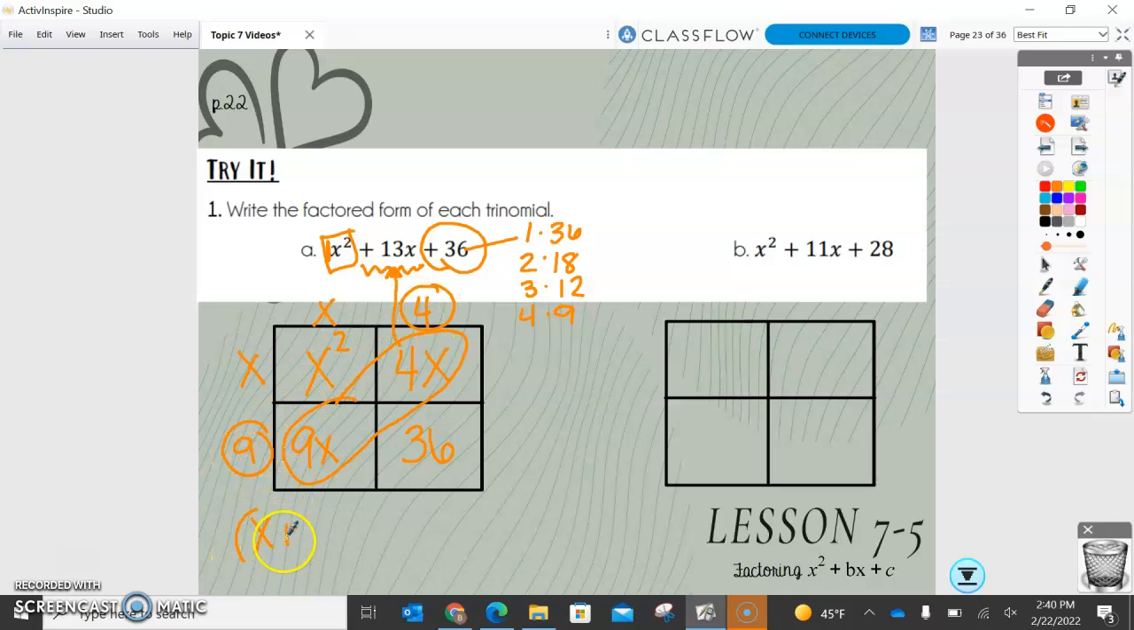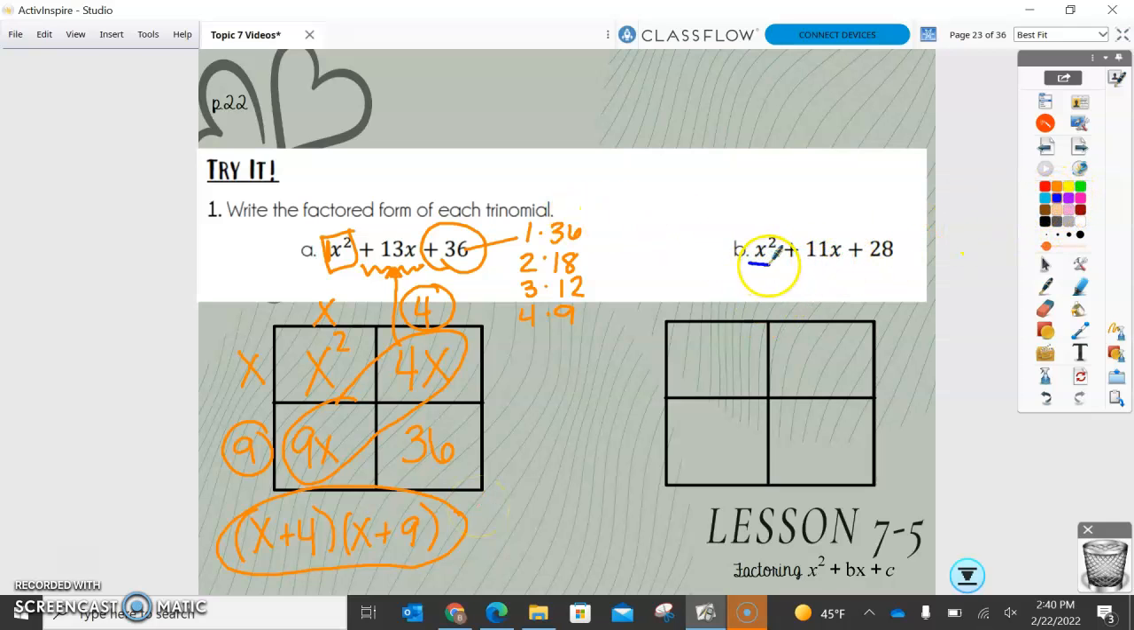Just because you get your puzzle done and you fill out all the correct spots, again, don't forget that you need to write the factored form. Factored form means two of these binomials multiplied by each other. So let's try one more here.